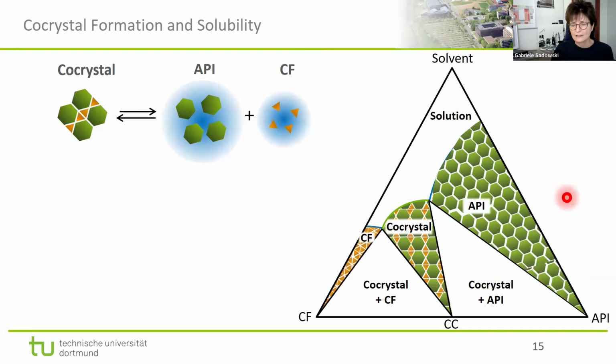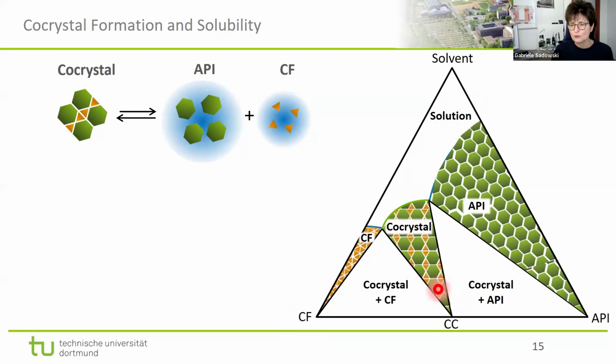So we go to the right-hand side to the triangle here. So we have the triangle, meaning that we have the API here at the bottom right corner. The co-former is in the left corner. And then these two compounds, which are both solid in pure state, are dissolved in a common solvent. And then you get a solution here. And then from that solution, water, or whatever the solvent is, is released. And then we hope to end up here in the co-crystal region.